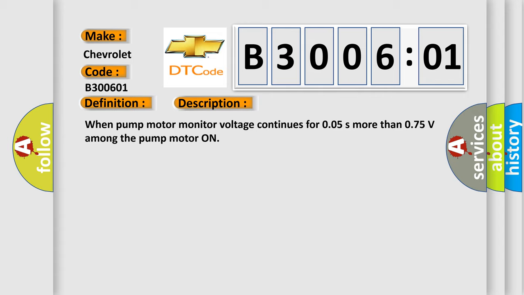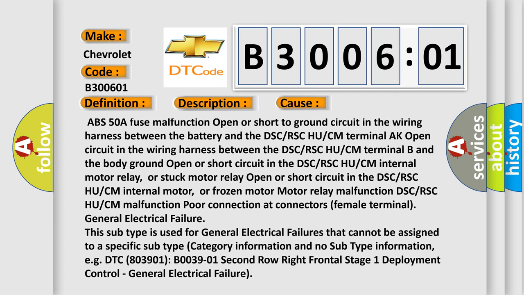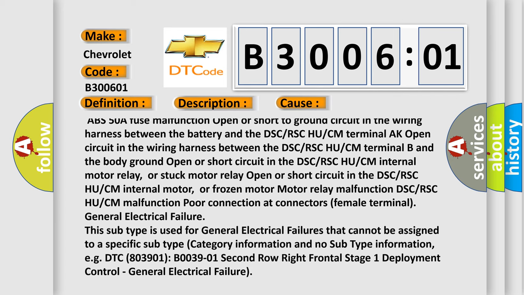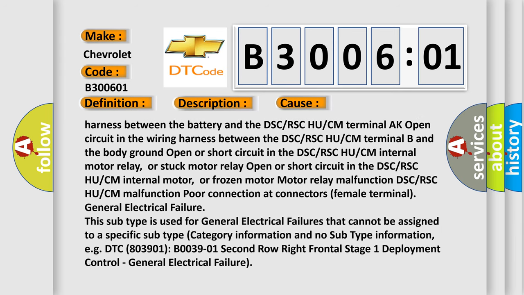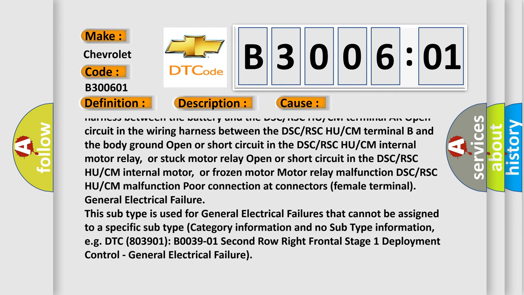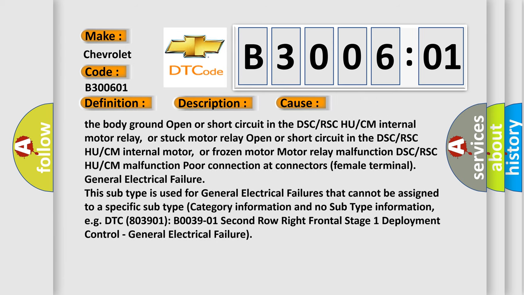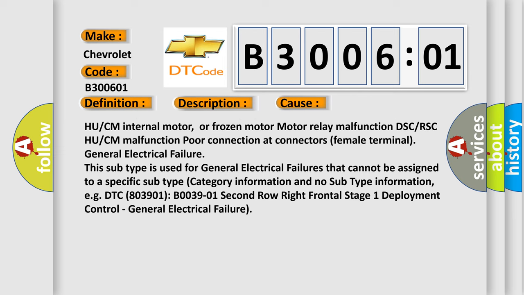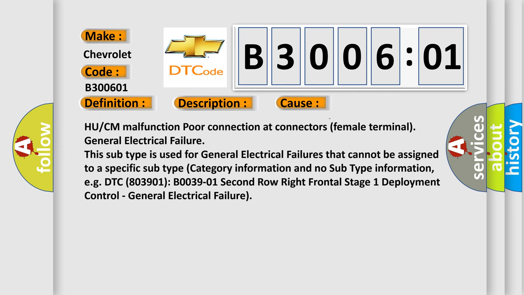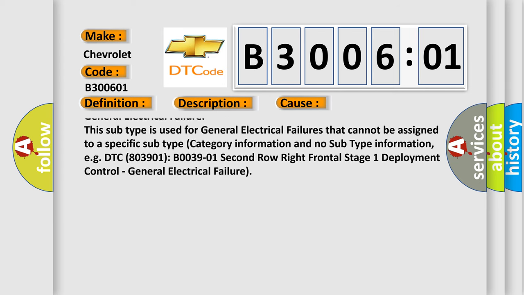This diagnostic error occurs most often in these cases: ABS 50A fuse malfunction, open or short to ground circuit in the wiring harness between the battery and the DSC or RSC HU or CM terminal, open circuit in the wiring harness between the DSC or RSC HU or CM terminal B and the body ground, open or short circuit in the DSC or RSC HU or CM internal motor relay, or stuck motor relay, open or short circuit in the DSC or RSC HU or CM internal motor, or frozen motor, motor relay malfunction, DSC or RSC HU or CM malfunction, poor connection at connectors, female terminal, general electrical failure.